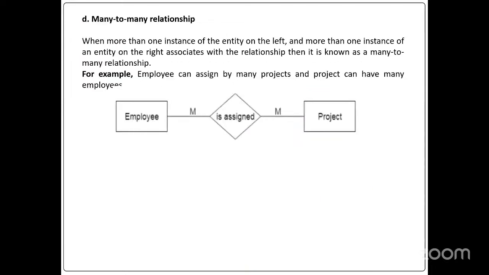More than one instance on the left associated with more than one instance on the right. We call it a many to many relationship. Example, an employee is assigned to a project. Many employees can be assigned to the projects. Is it clear? 4 types of relationships.